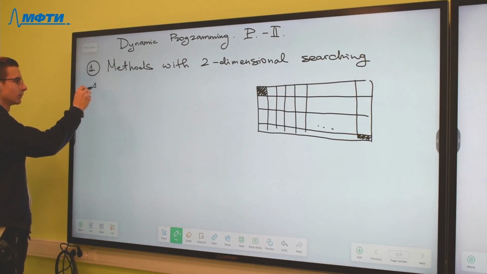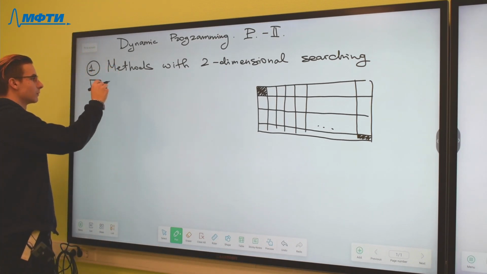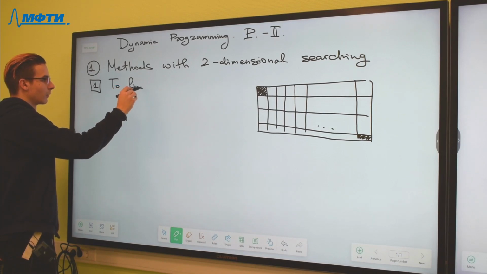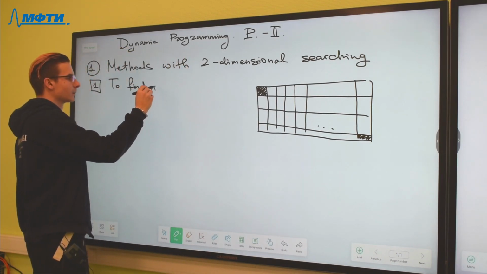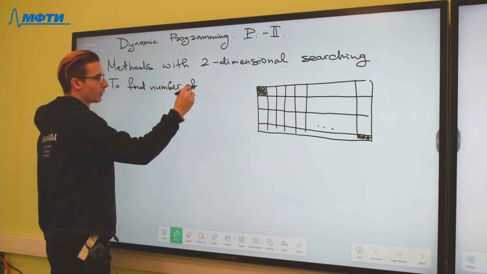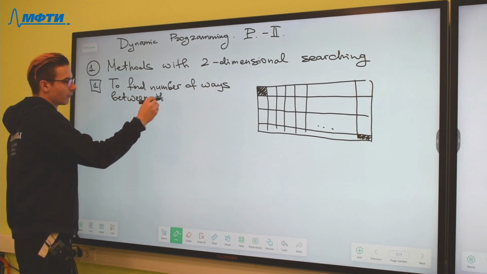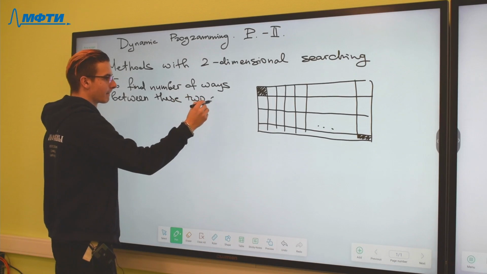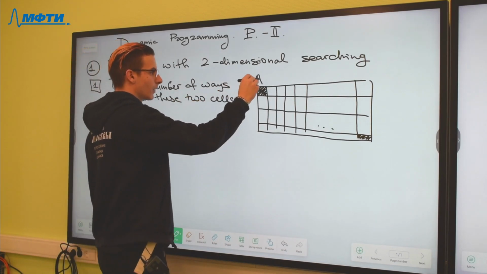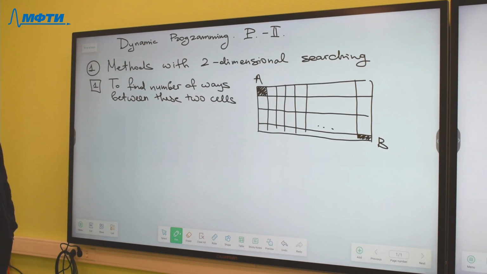And firstly, we can set the problem to find a number of ways between these two cells, A and B. And of course, we can extend this task.